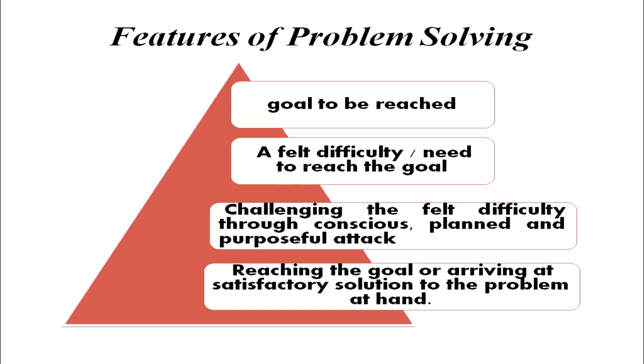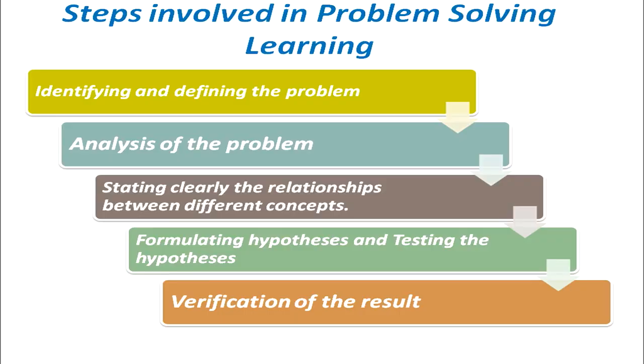Challenging the felt difficulty through conscious, planned and purposeful attack. The child will challenge the felt difficulty by making conscious efforts, will plan some activity and will do some purposeful work to get over the felt difficulty. Then last is reaching the goal or arriving at a satisfactory solution to the problem at hand. When the child gets the solution by conscious efforts, doing it in a planned manner, the solution is found. Now we will discuss the steps in problem solving learning.